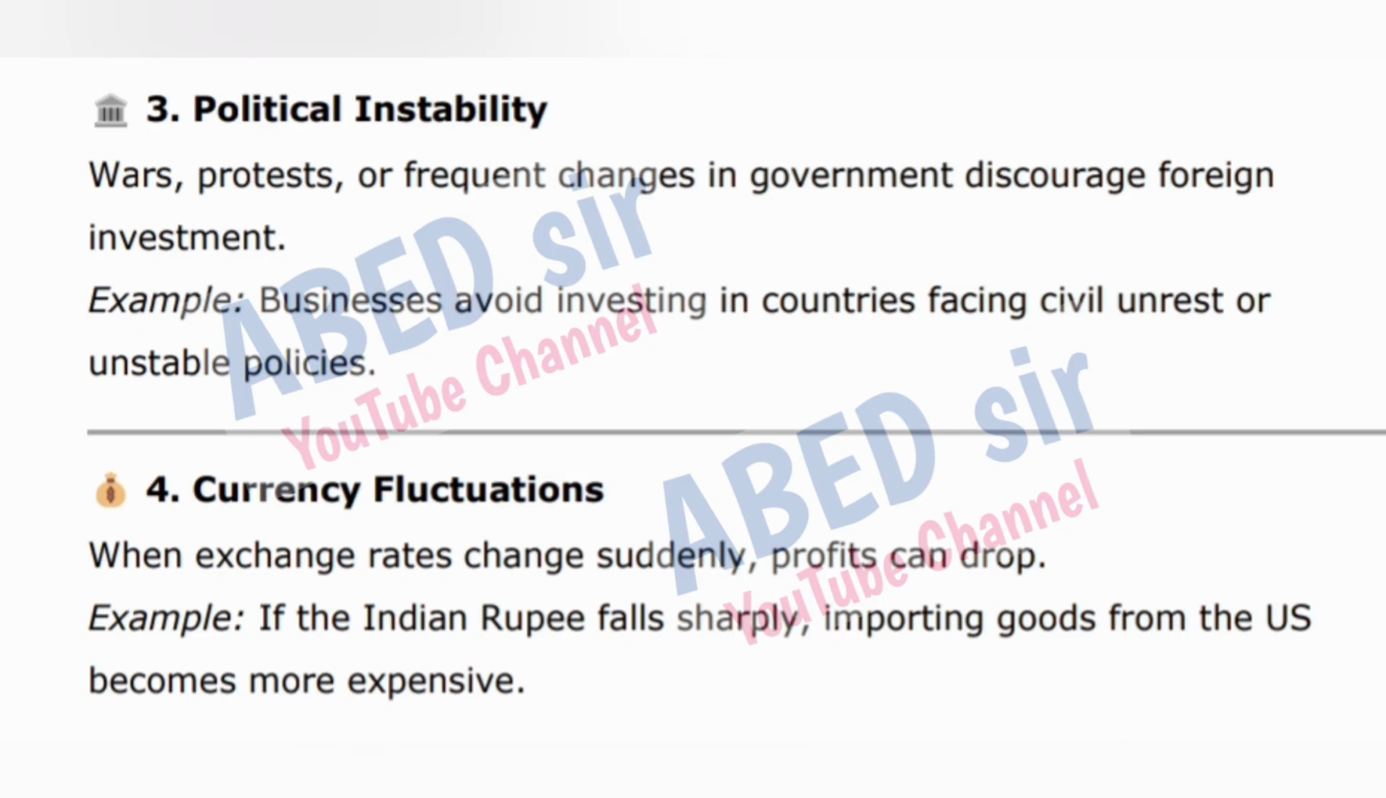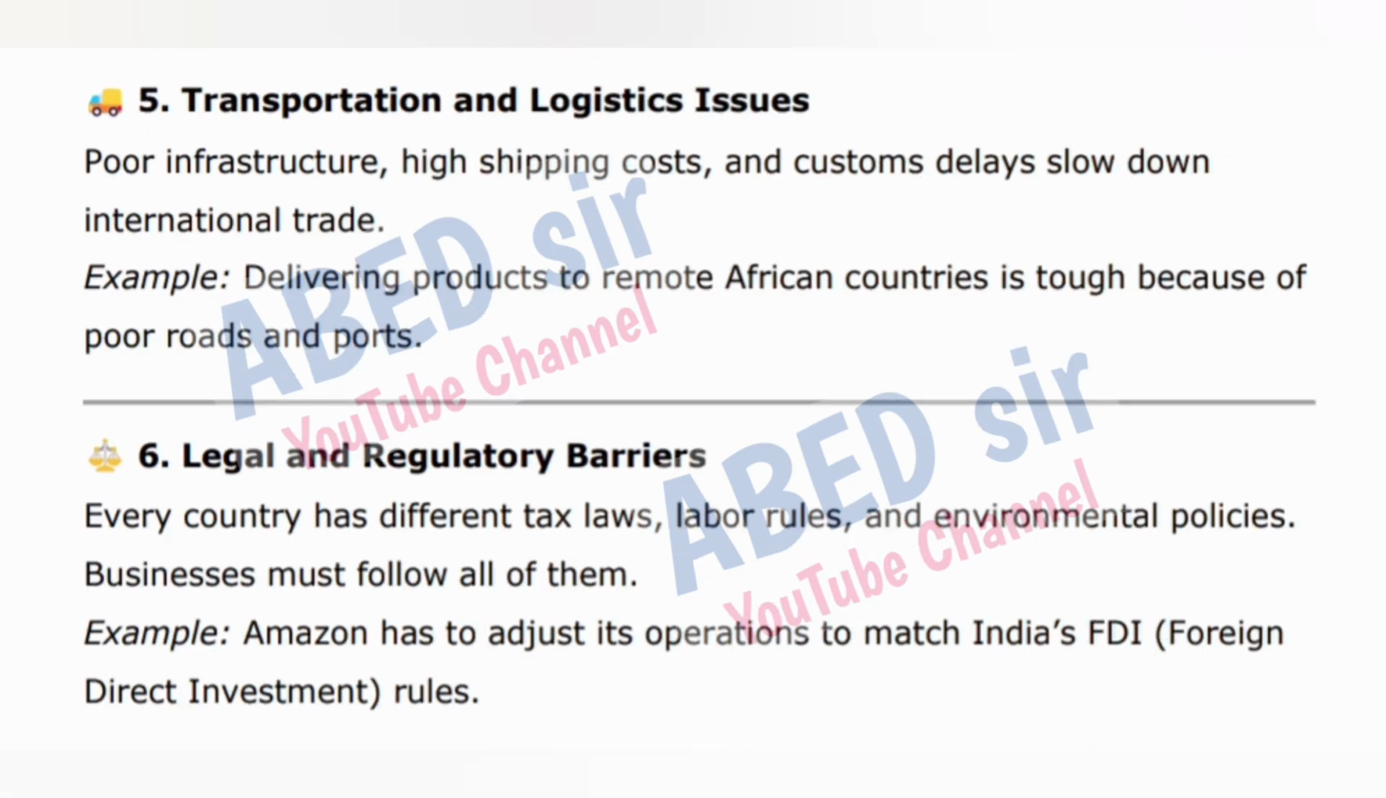4. Currency fluctuations. When exchange rates change suddenly, profits can drop. Example, if the Indian rupee falls sharply, importing goods from the US becomes more expensive. 5. Transportation and logistics issues. Poor infrastructure, high shipping costs, and customs delays slow down international trade. Example, delivering products to remote African countries is tough because of poor roads and ports.